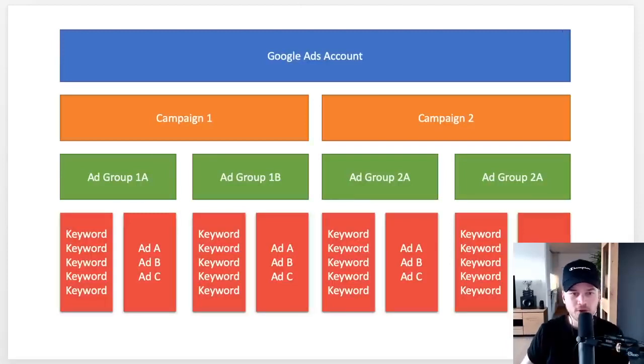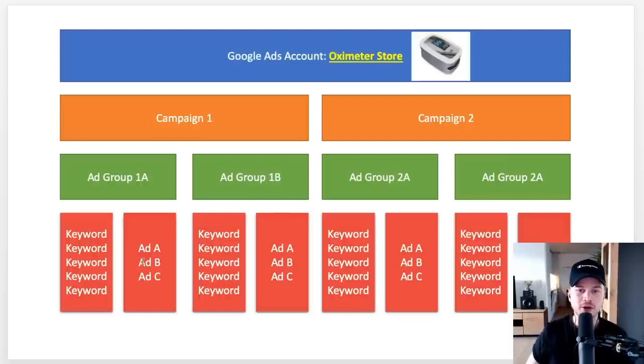So before you go further into ad groups and actually ads, we're going to quickly create our first campaign. And then I'm going to come back to this, and I'm going to explain further how ad groups work and how different ads and keywords work. For an example, for this tutorial, I'm going to create ads for an online store selling oximeters.